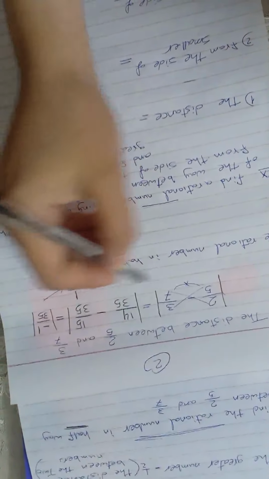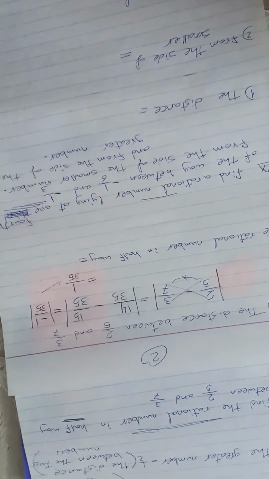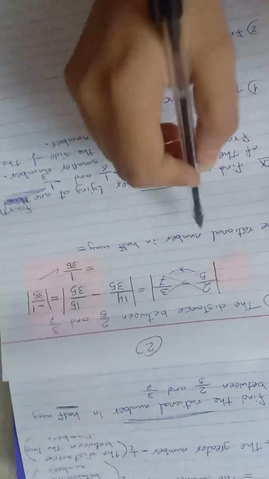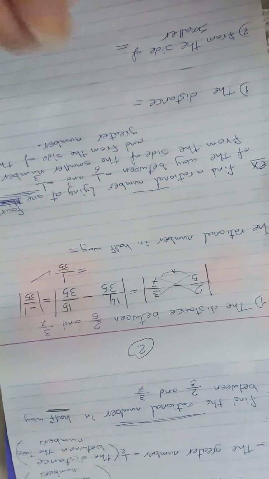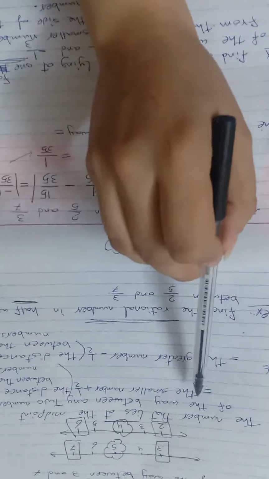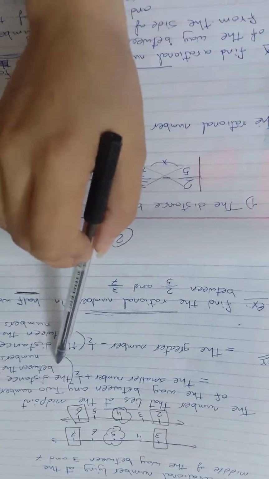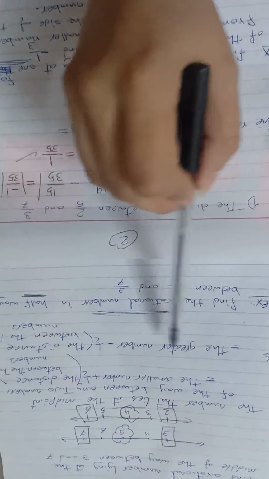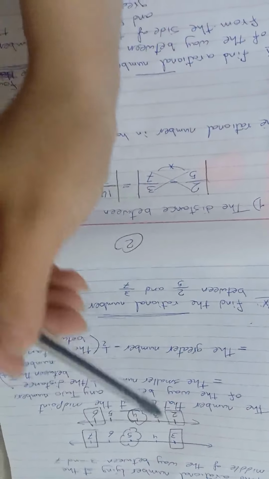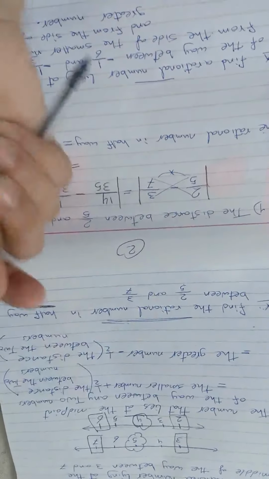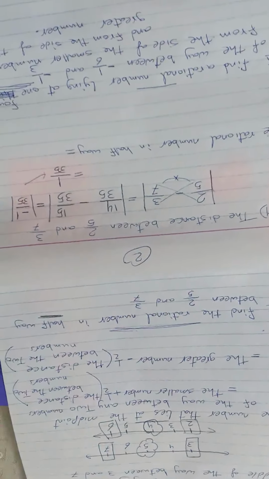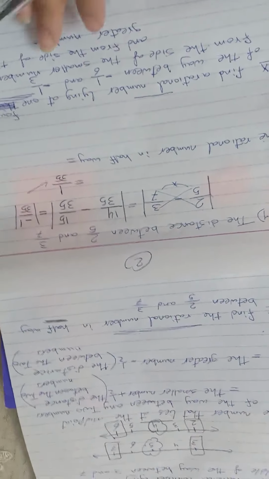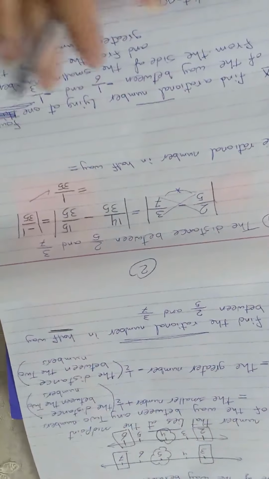In the first step, find the distance between them. Second step, find the rational number in halfway by the rule. The rule, we said that before, from the smaller or from the greater. When you get from the smaller and try to get from the greater, we find the same number. Okay? The rational number in halfway.